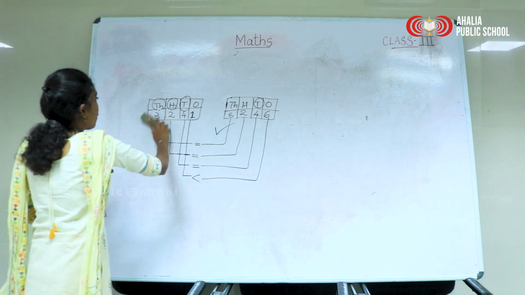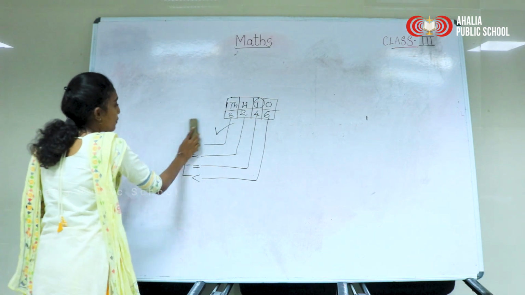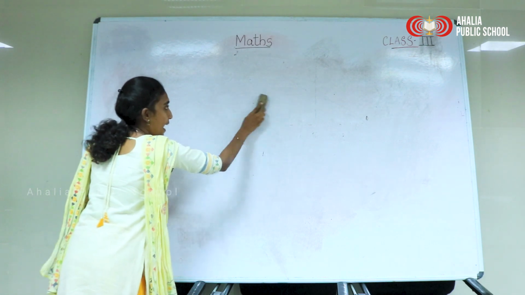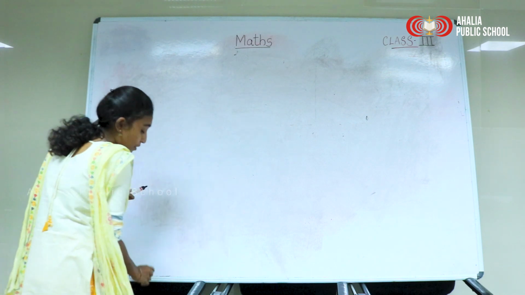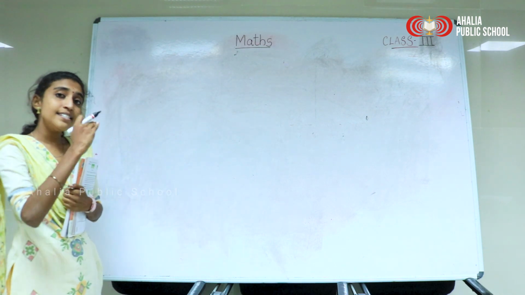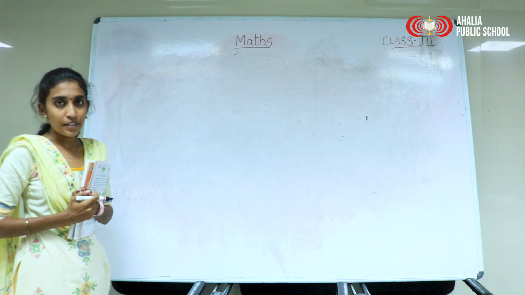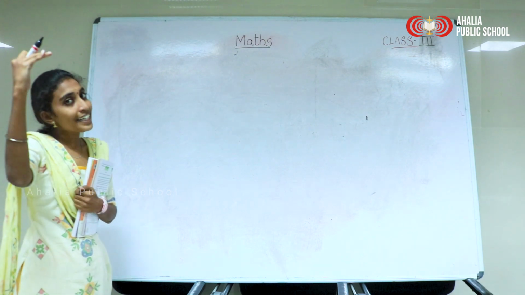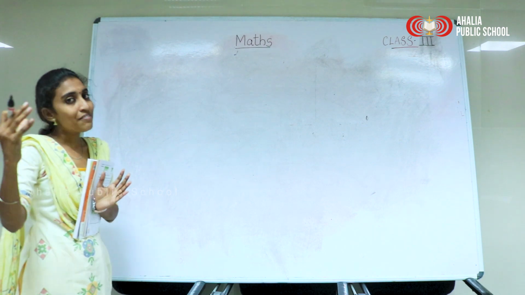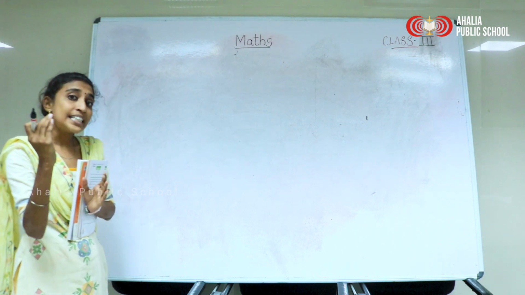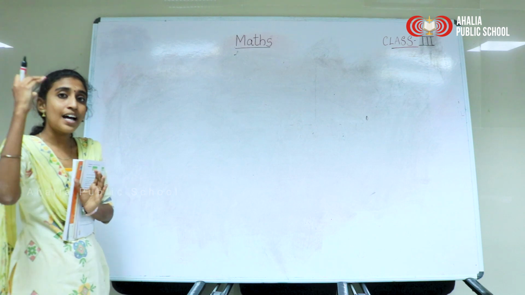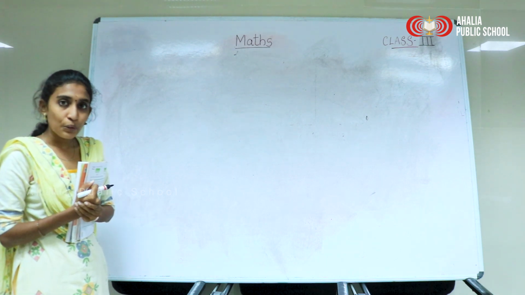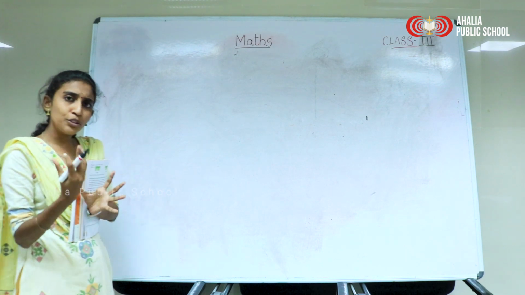So today, following this concept, we will be arranging the numbers in ascending and descending order. What do you mean by ascending? Yes, from smallest to the greatest. And what about descending? Yes, from the largest to smallest. Okay? So, let's start with the 2-digit numbers.